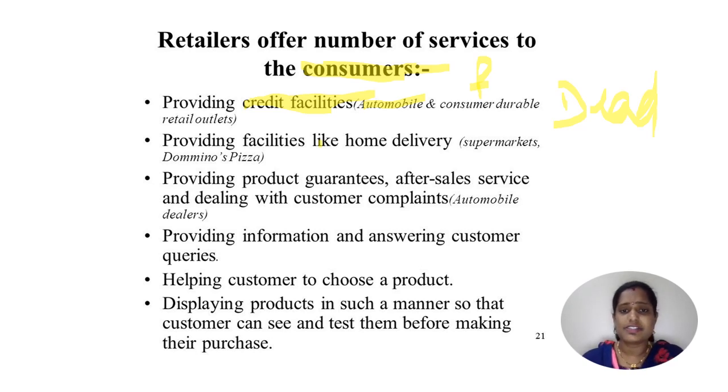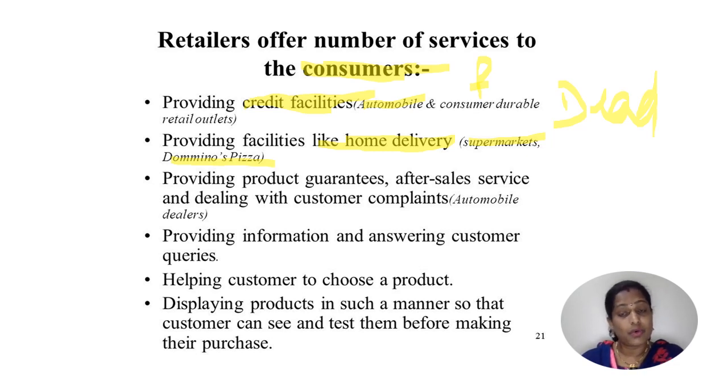And next is facilities like home delivery. We have a door delivery, home delivery. That too, it is free home delivery. That is also again with the help of like supermarkets. See, again, Domino's, all these things, Zomato. All these are retailers, right? So again, they are giving us the home delivery.